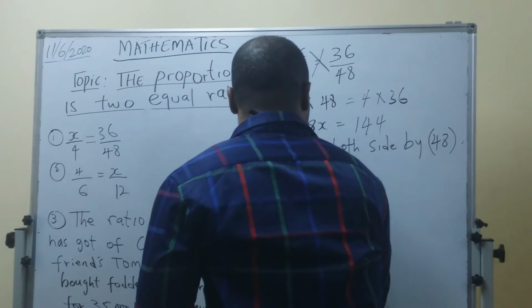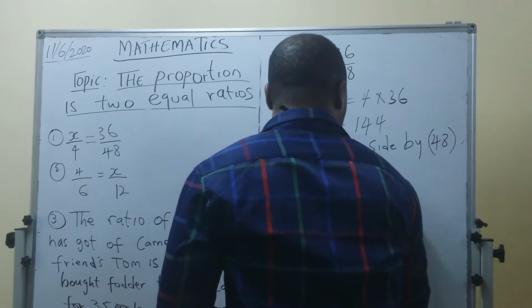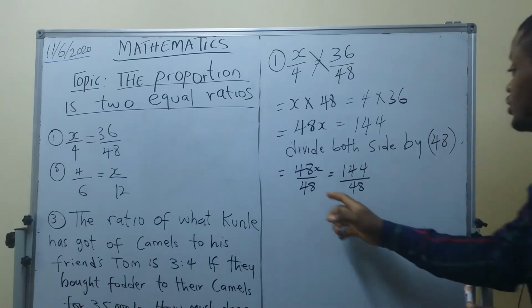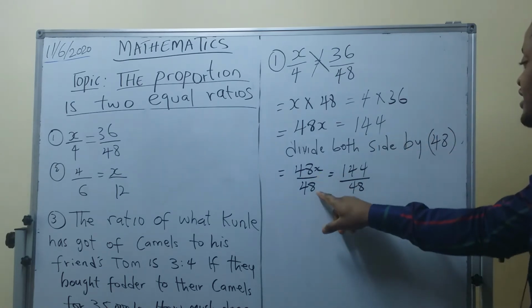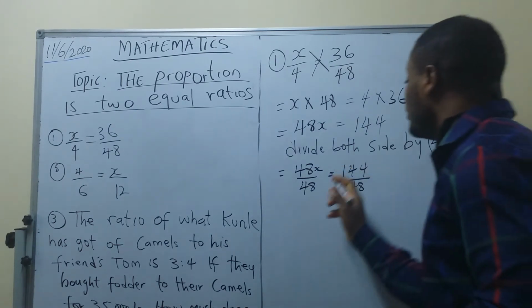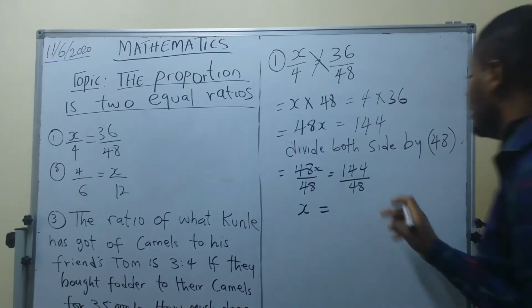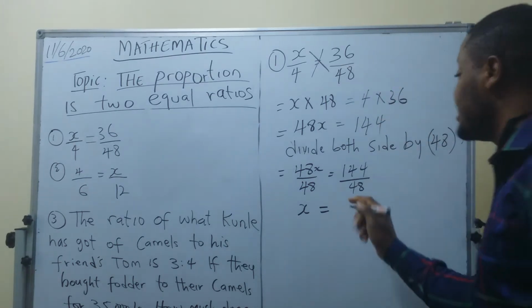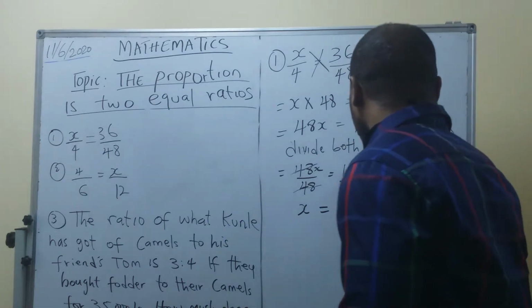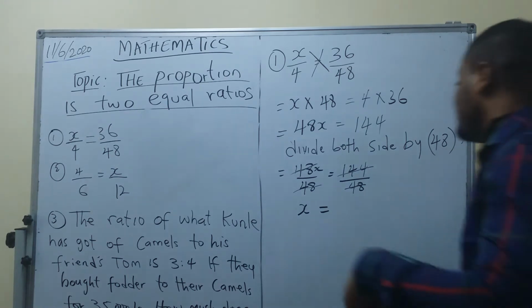Now we have 48x over 48 is equal to 144 over 48. You can see this is the solution to divide both sides by 48. You have 48x divided by 48 is equal to 144 divided by 48. Now 48 divided by 48, x is standing alone now. Now we have 144 divided by 48. How many times does 48 go into 144?